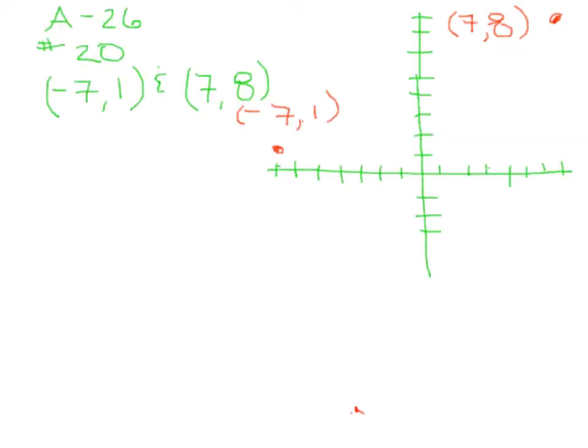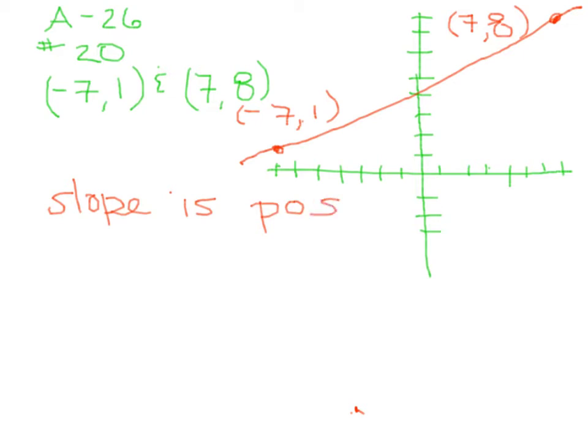All right, so A26, number 20. So I'm going to find the slope between the point -7, 1 and 7, 8. So I went ahead and made a quick graph, plotted those points, and if I connect those dots and get my line, I can see once again that as I look at the graph from left to right, it's going up. Therefore, I know that my slope is positive.